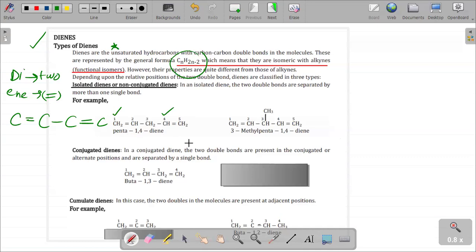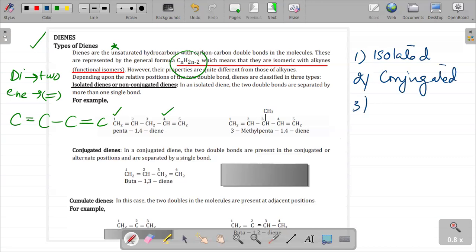Actually, after the basic introduction, we are moving towards the types of the dienes. So initially we have three types of the dienes. The first one is the isolated diene. The second one is the conjugated diene. And the third type is the cumulated diene. Right? These are the three types of the diene. So now we are studying the first, that is the isolated diene. Isolated diene is also called the non-conjugated diene.